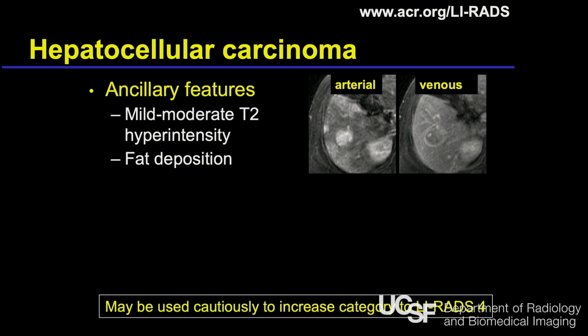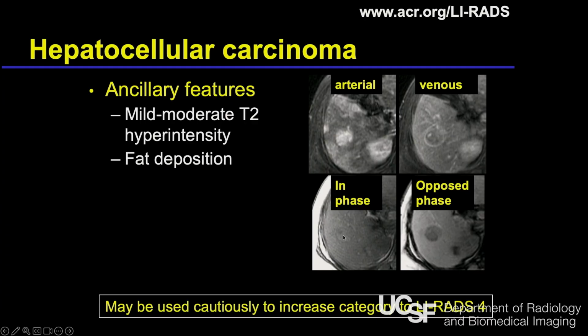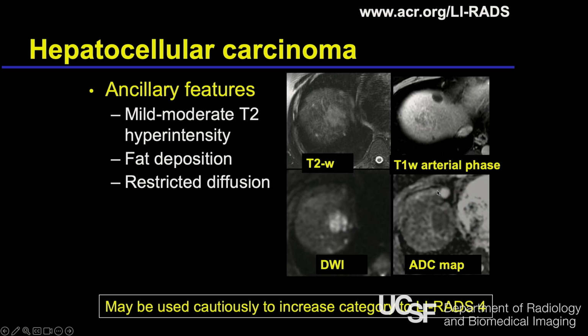Fat deposition. So fat can occur in hepatocellular carcinomas. So if we see some fat on an in-phase image, where there's loss of signal on the opposed phase scan, we have to wonder whether there's an underlying hepatocellular carcinoma. In this case, it's also washout or rim enhancement. So that's a definite LI-RADS 5 lesion.